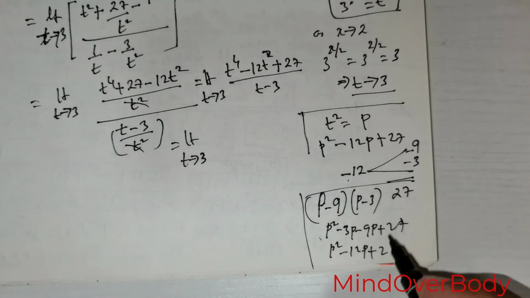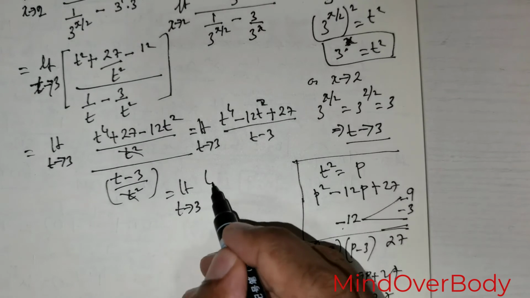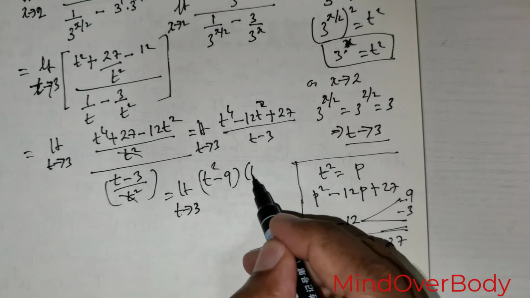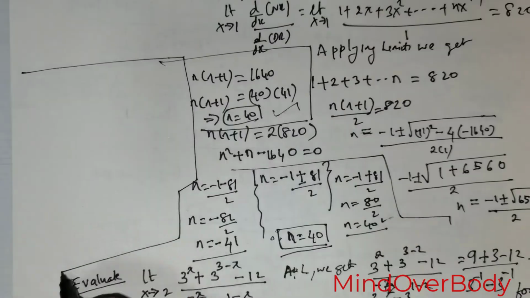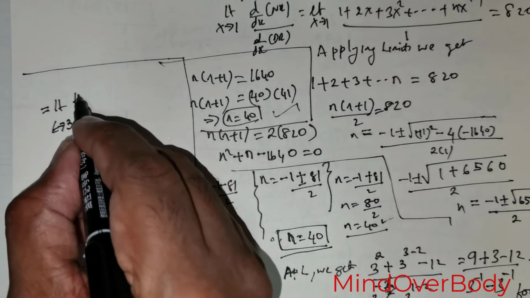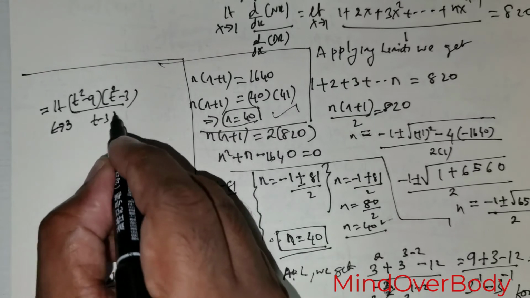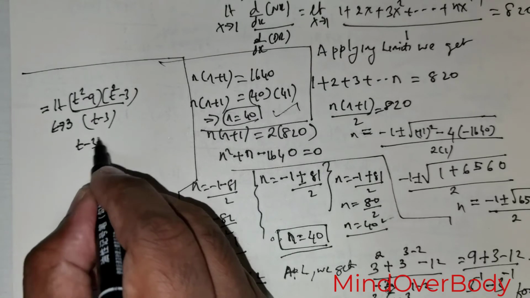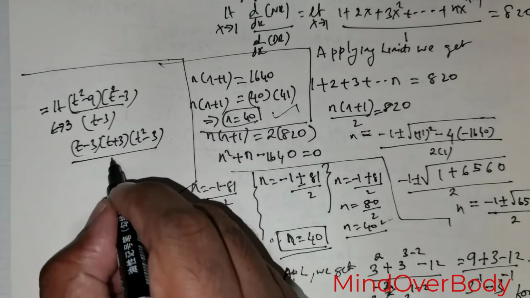I did all this just for your understanding, so I don't have to make any substitution as t squared is equal to p. I can directly factorize it as (t squared negative 9) times (t squared negative 3) divided by (t negative 3). So we've got limit t tending to 3 of (t squared negative 9) times (t squared negative 3) divided by (t negative 3). Now I can rewrite t squared negative 9 as (t negative 3) times (t positive 3), followed by (t squared negative 3) divided by (t negative 3).